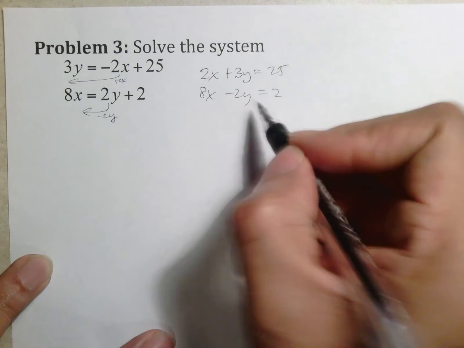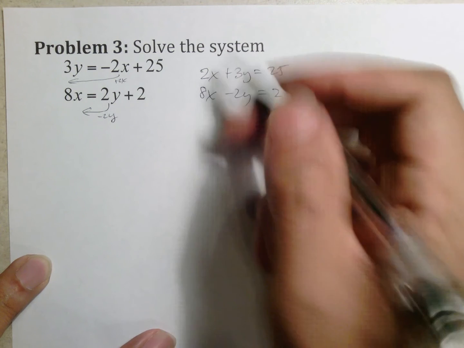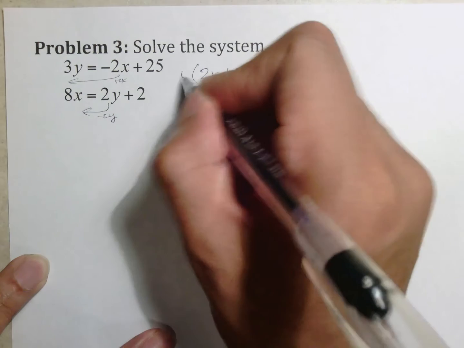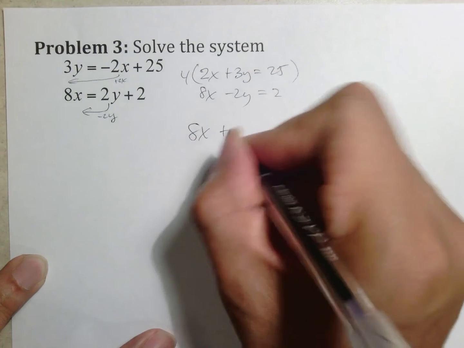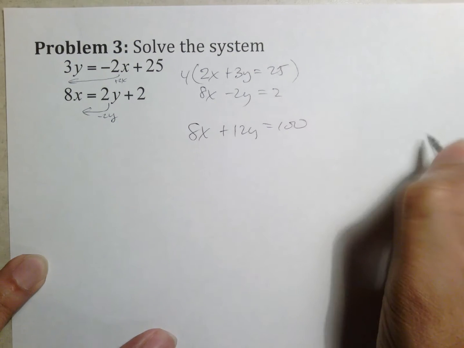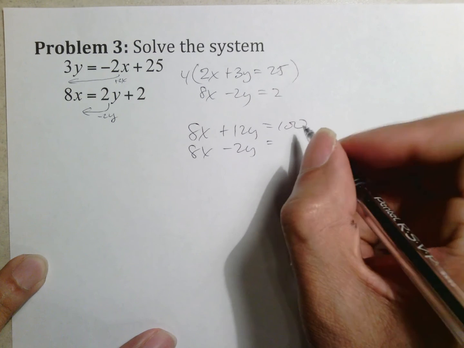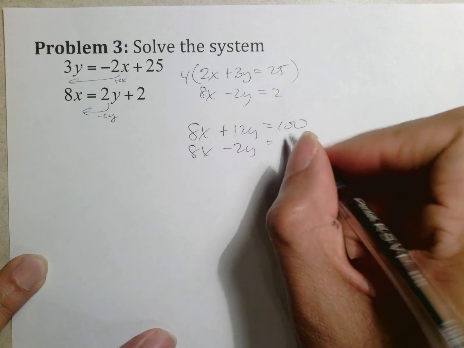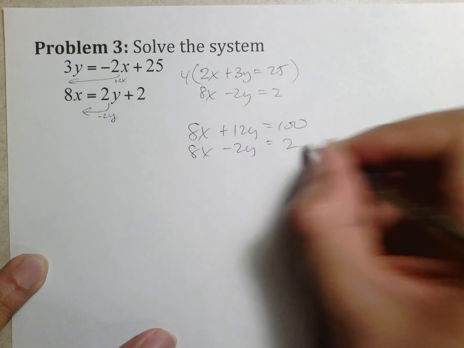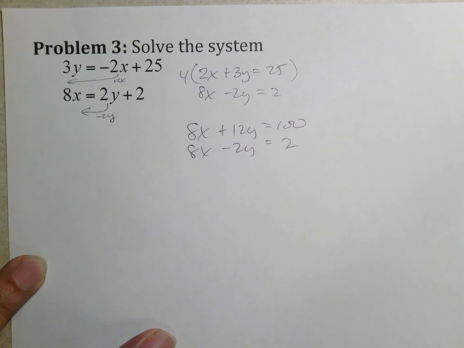I could bring up the 8, I could bring down the 2, but let's use our common sense here. 2 could actually be turned into an 8 if I multiplied by 4. And so I end up with 8x plus 12y equals 100, and then 8x minus 2y is, I need to make sure I did that right, is 2, sorry. Oh yeah, that makes sense now.